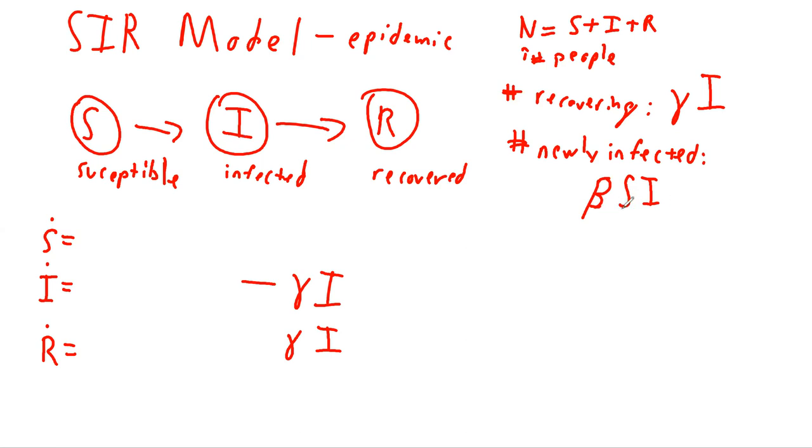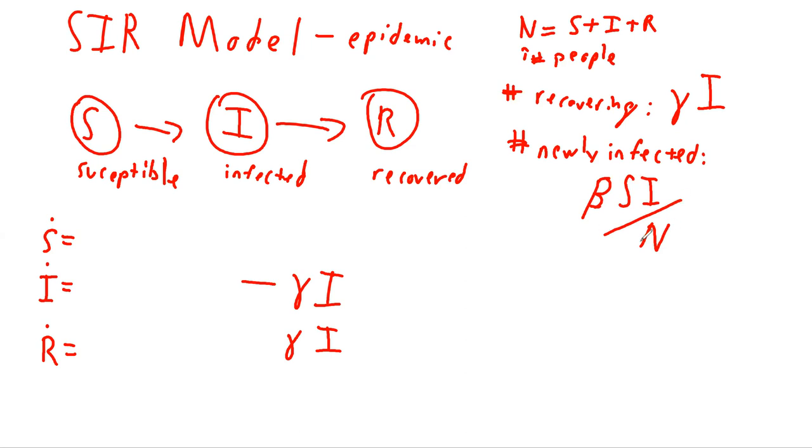But if you look at these dimensions here, beta is just a constant, it has no dimensions. S is in number of people and I is in number of people. So this expression is in people squared. And that is not the units of these equations. So in order to make this make sense, we have to divide this term by N. Because if you perform the dimensional analysis here, you get people times people, people squared divided by people, and now you're back to people. So that's why this expression is beta SI over N.